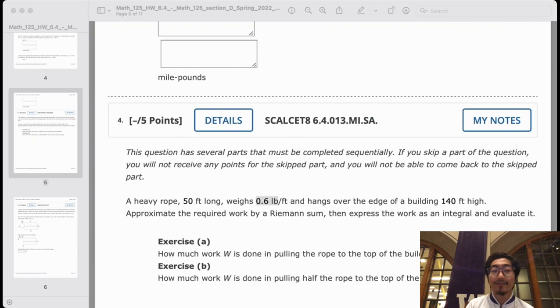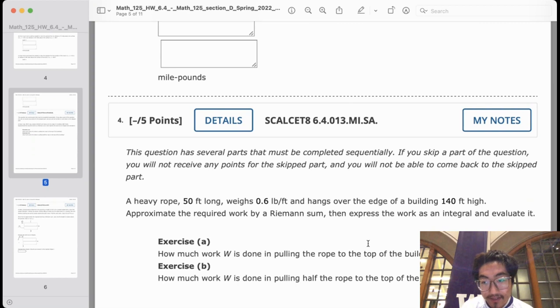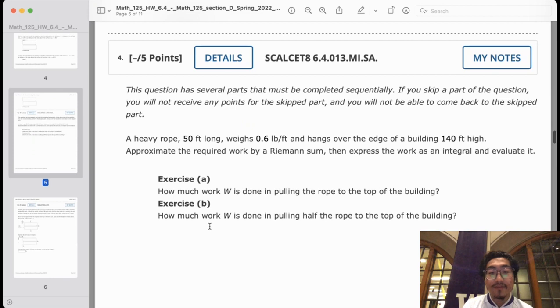To find the total work done, we need to sum the sections, so it's going to be a Riemann sum. It goes from 0 to 50 of 0.6 x dx. This is your integral. That is the top of the building to the rope, and part B is the work done pulling half the rope. You just need to be careful because the two parts may not be the same.